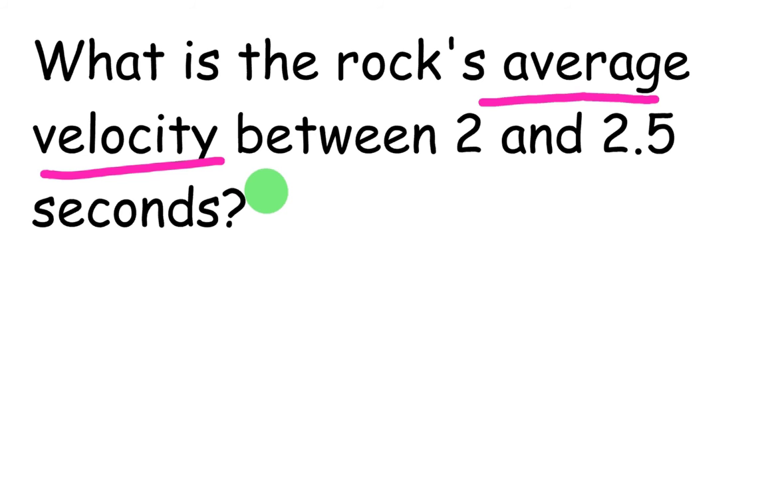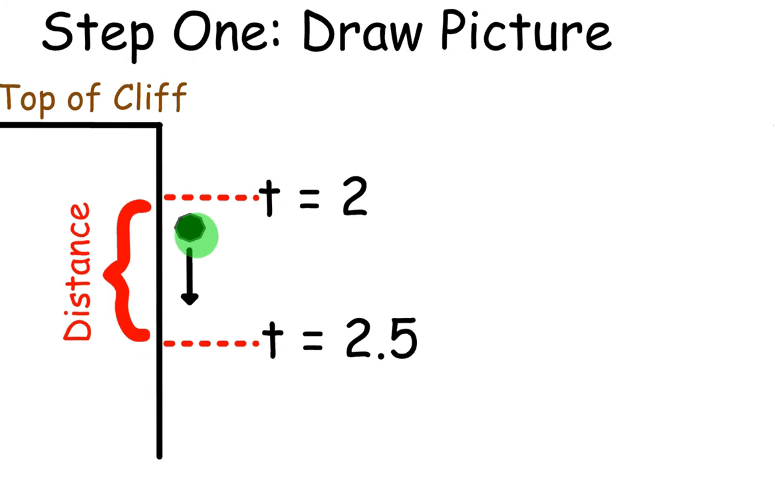Now let's get to the actual question. What is the rock's average velocity between 2 and 2.5 seconds? So what this question is actually asking is, between 2 and 2.5 seconds, what's its average speed? Now velocity just means direction, so it's going down. So we're not asking about instantaneous rate of change, but what's its average velocity during that time.